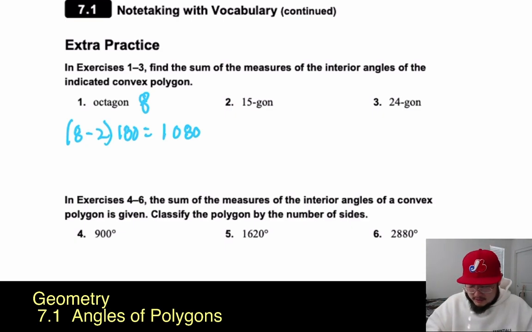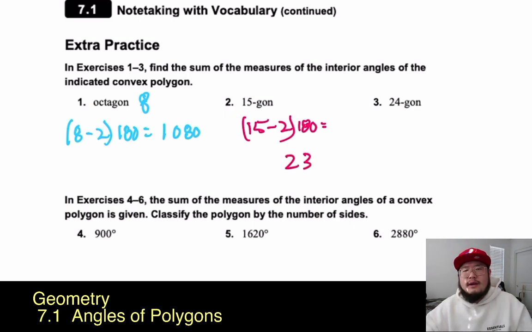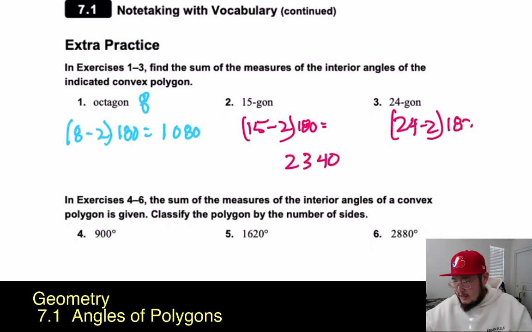Okay, continue on with number 2. We've got ourselves a 15-gon, so all you need to do is put 15 minus 2 times 180 to get your answer, and this right here will be 2,340. All right, if we were to do number 3, which is 24, you'd just put 24 minus 2 times 180. But don't forget, these are all the sum of the interior angles. Okay, not anything else.